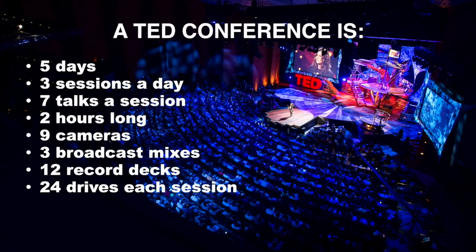A TED conference is 5 days long. Each day typically has 3 sessions. A session usually has 5 to 7 talks. Each session is usually about an hour and a half to 2 hours long. We had 9 cameras plus the 3 broadcast mixes that I mentioned earlier. This was all recorded onto 12 KiPro decks, and we also had a backup set of KiPro decks that we used for safety in case something happened to one of our original files.